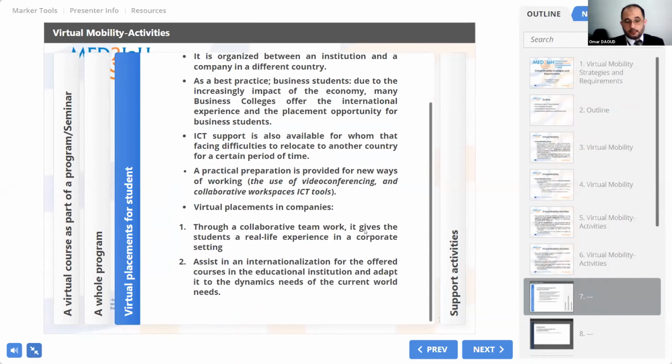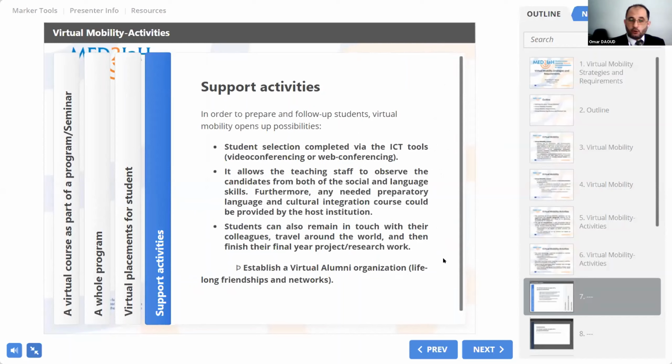Finally, the support activities. In order to prepare and follow up students, virtual mobility opens up possibilities such as student selection completed via ICT tools, either video conferencing or web conferencing. It allows the teaching staff to observe the candidates from both social and language skills. Furthermore, any need for a preparatory language and cultural integration course could be provided by the host institution.